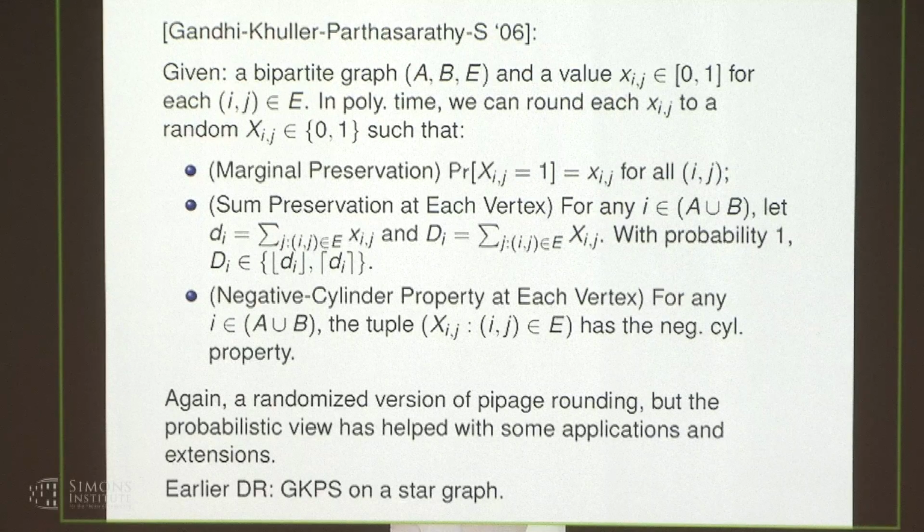And then again, you want negative cylinder, but asking for negative cylinder for arbitrary subsets is impossible. So what we ask is that at every vertex, you look again at a vertex i, that's the third property. You look at the edges incident at that vertex, then that tuple of random variables corresponding to edges incident at i satisfies the negative cylinder property. Right? So once again, like I said, you can view this as a randomized version of pipage rounding. But as we'll see in the very next slide, the probabilistic view is very helpful. Okay, and so a simple exercise is to observe that the very first dependent rounding we spoke about is actually just what we see on the slide applied to a star graph.